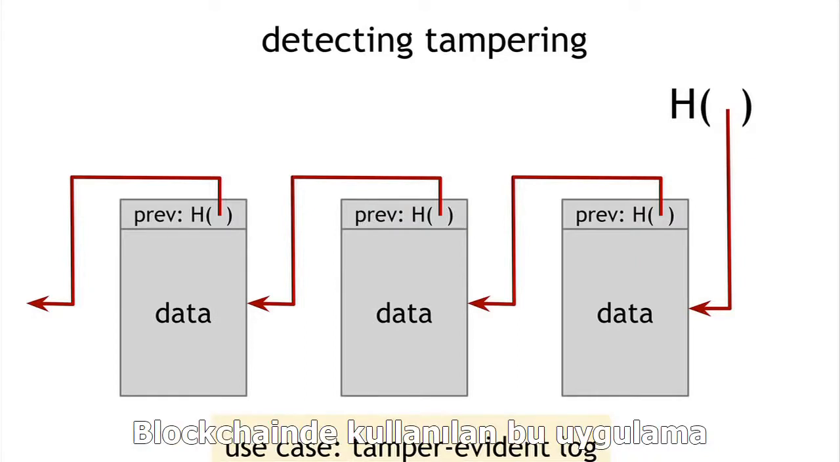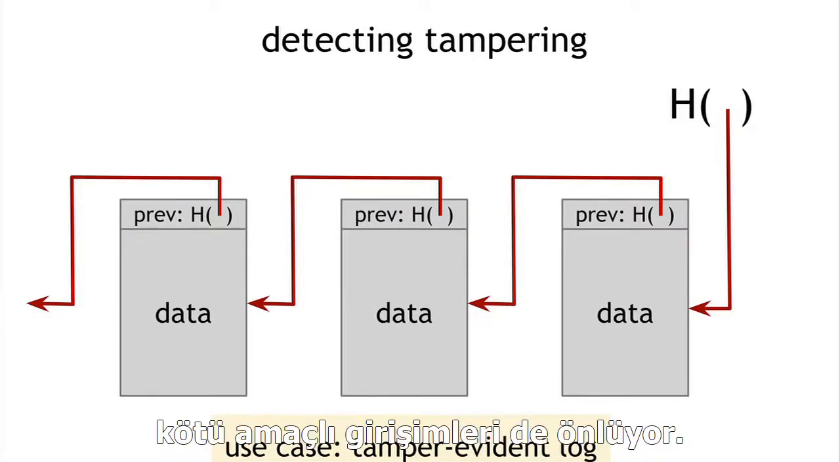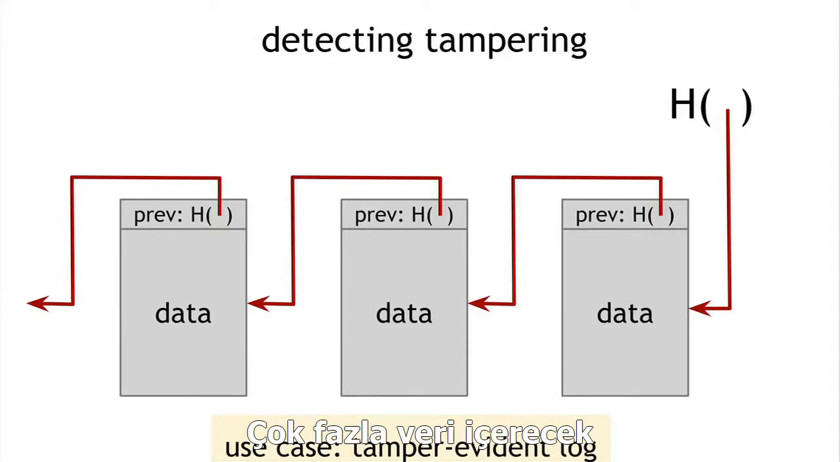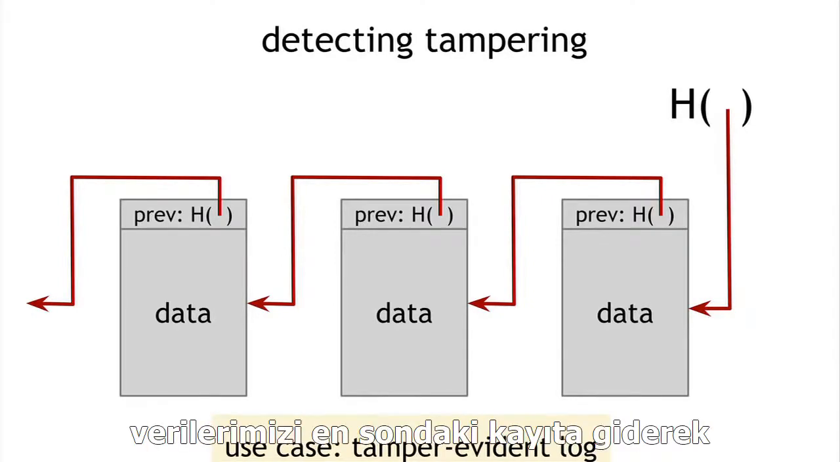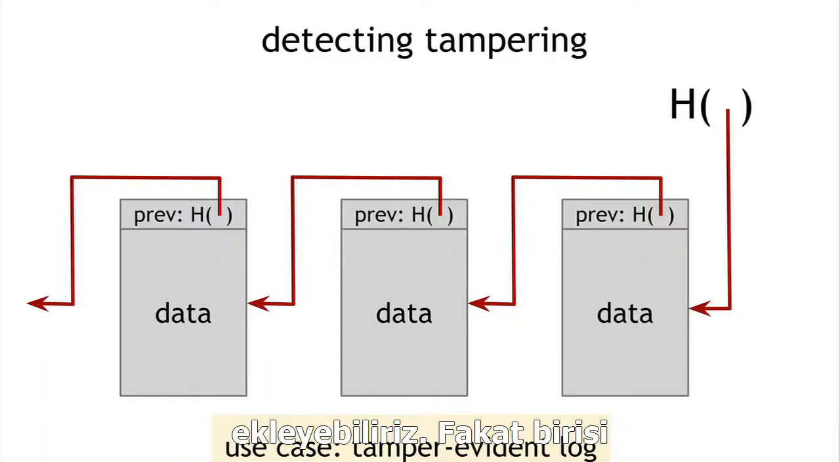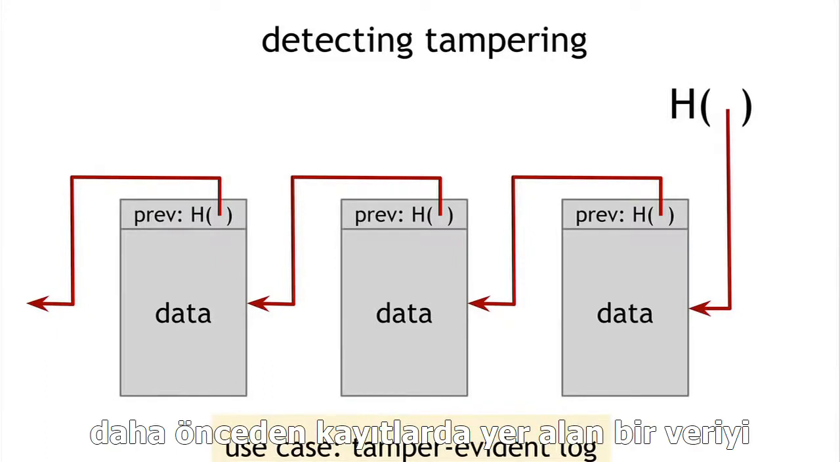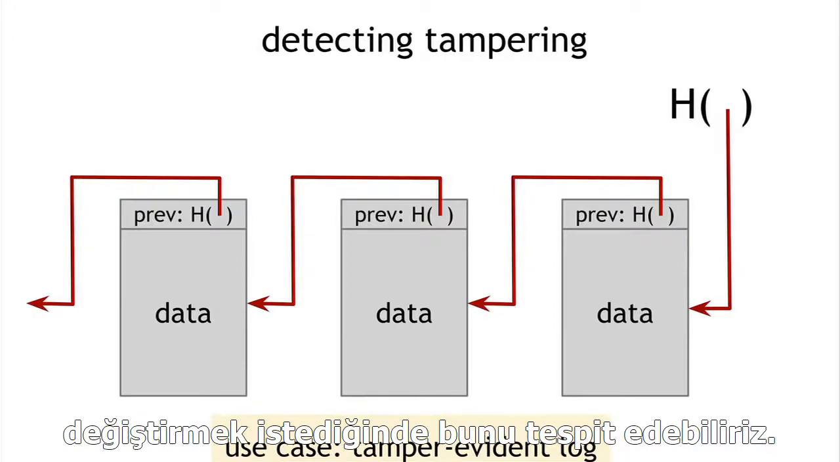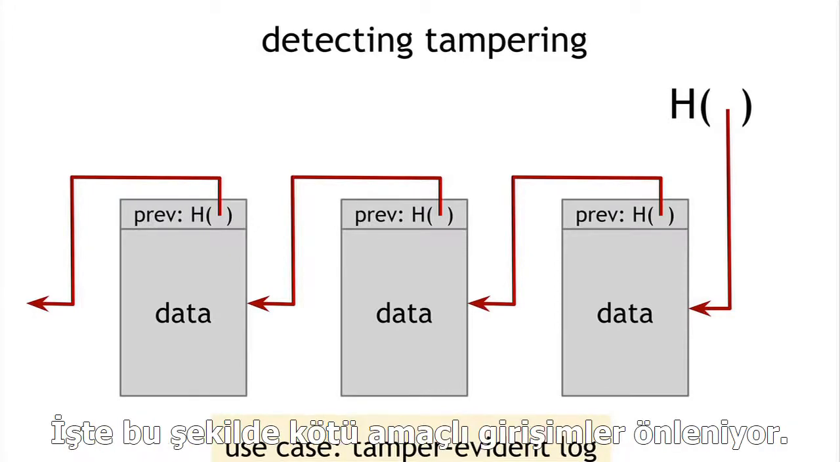Okay. A use case for a blockchain like this is a tamper-evident log. That is, if we want to build a log data structure that stores a bunch of data so that we can add data onto the end of the log, but if somebody goes later and messes with data that is earlier in the log, we're going to detect it. That's what the tamper evidence means.